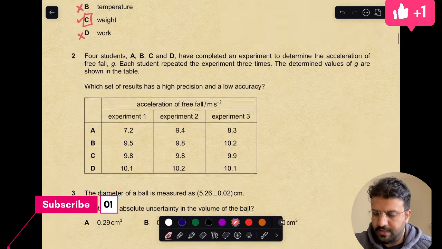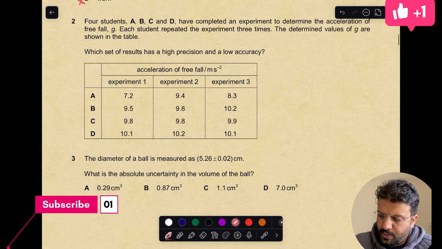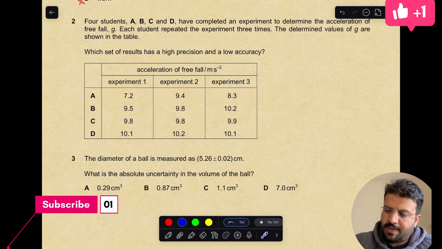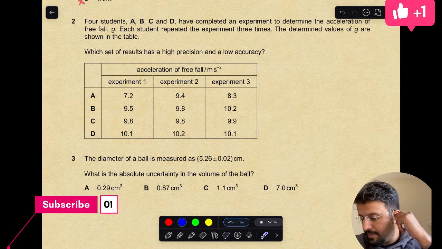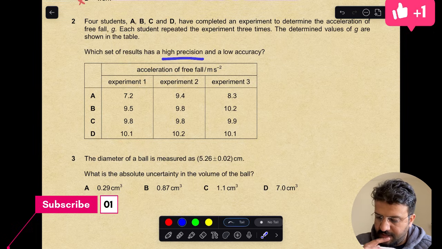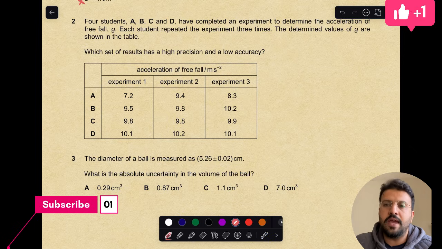Okay, and the next question: four students A, B, C have completed an experiment to determine the acceleration of free fall, g. Each student repeated the experiment three times, and we have different values. So these are the values for experiment 1, experiment 2, experiment 3. We have to tell which has low precision and high accuracy.